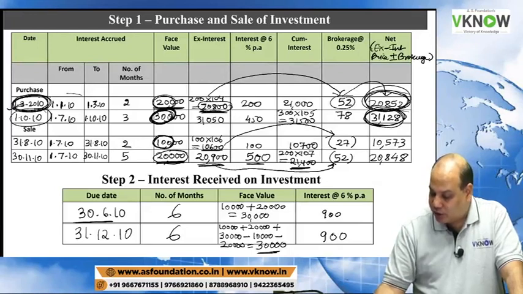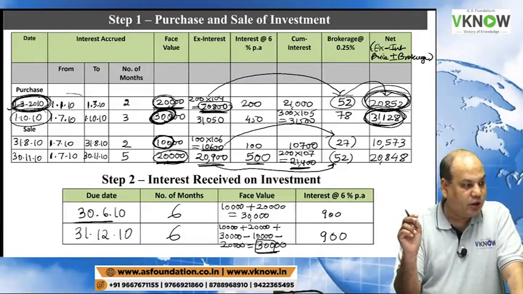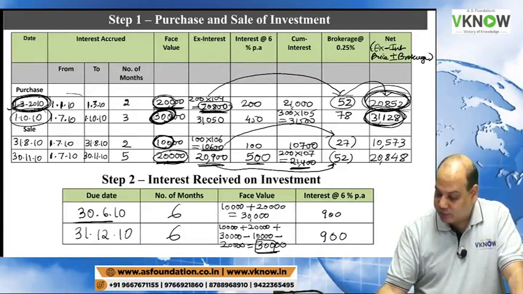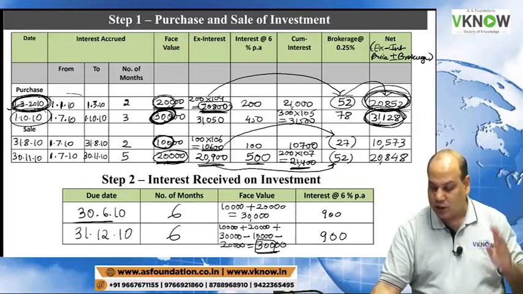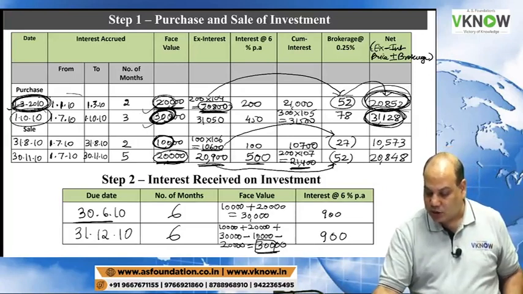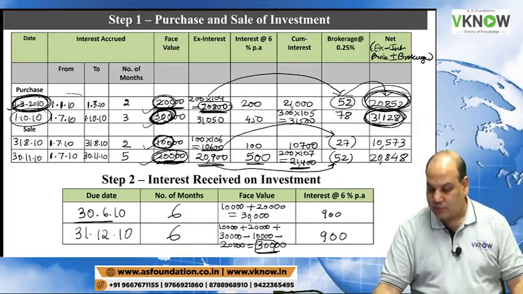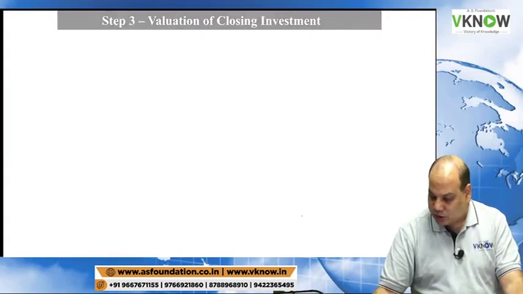How many units do we have in hand at the end of the year? 300. Quantity in closing stock is 300. How did you get 300? Try on your calculator: 100 plus 200 plus 300 minus 100 minus 200. So that is 300 units in hand.